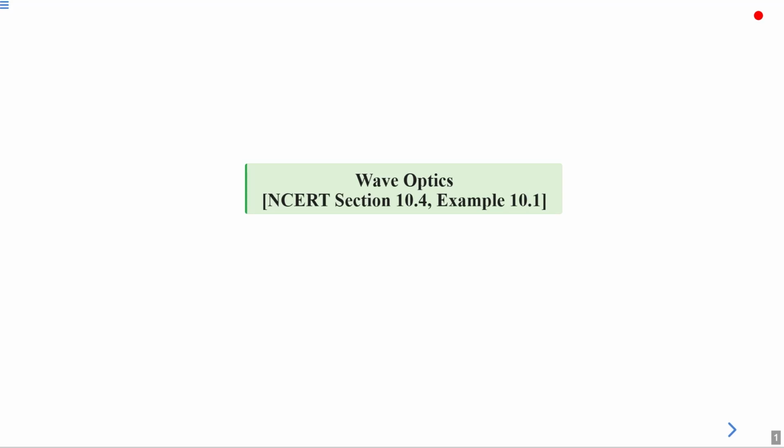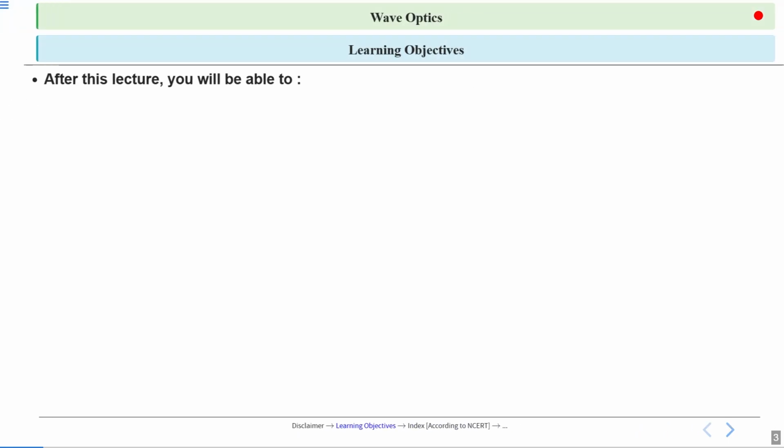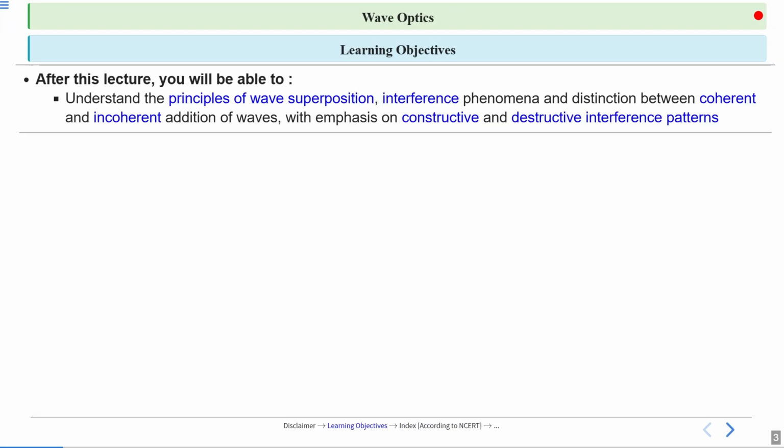Today we are going to discuss NCERT section 10.4 and example 10.1 of chapter Wave Optics. This is the disclaimer. After this lecture, you will be able to understand the principle of wave superposition, interference phenomena, and distinction between coherent and incoherent addition of waves, with emphasis on constructive and destructive interference pattern.